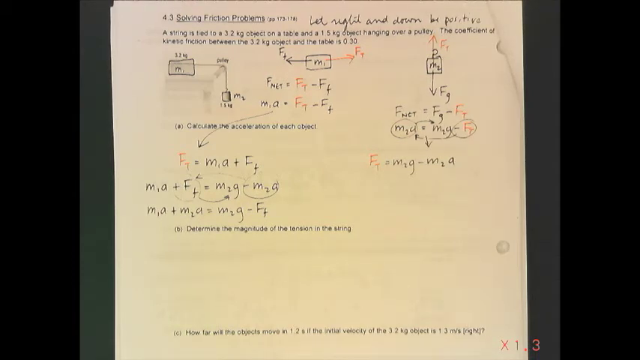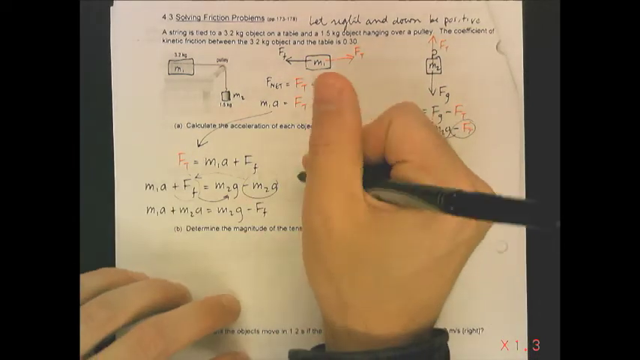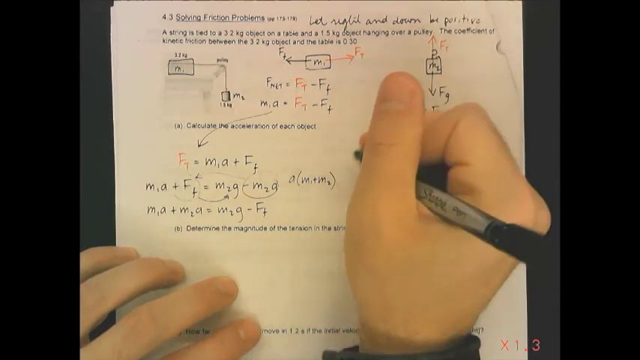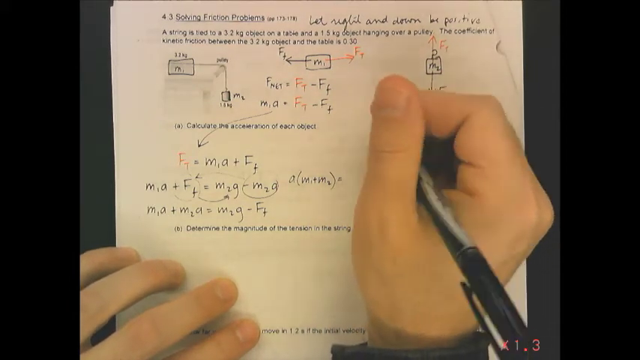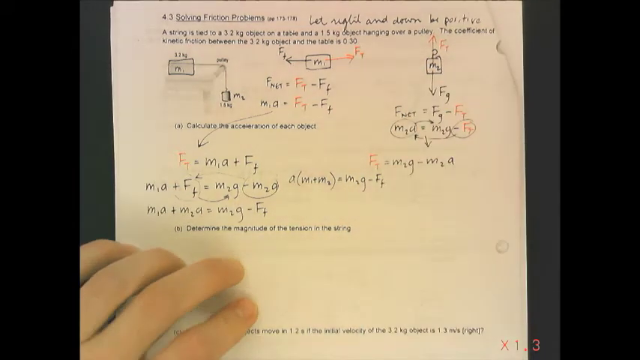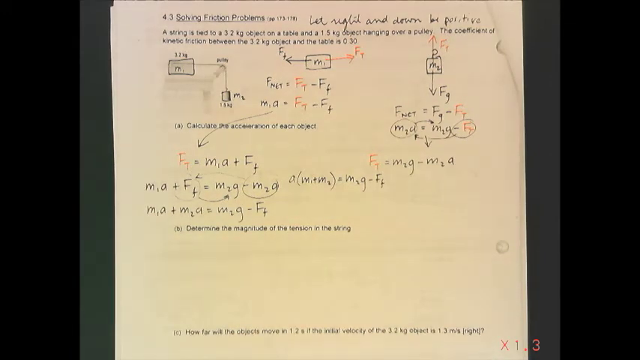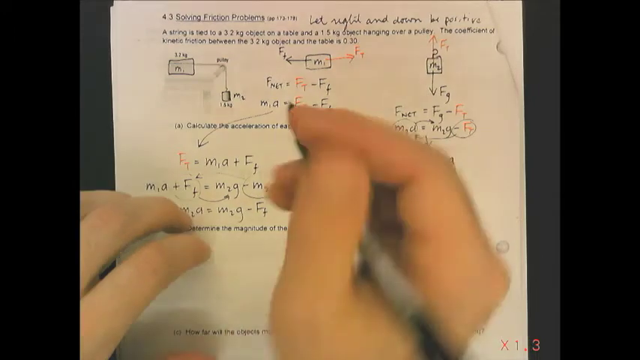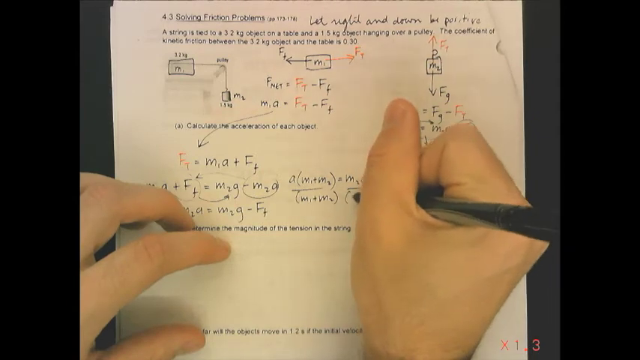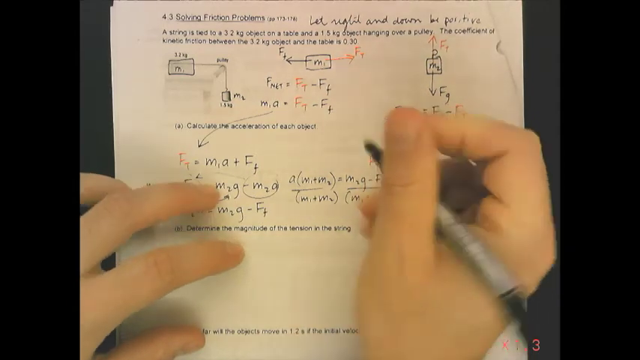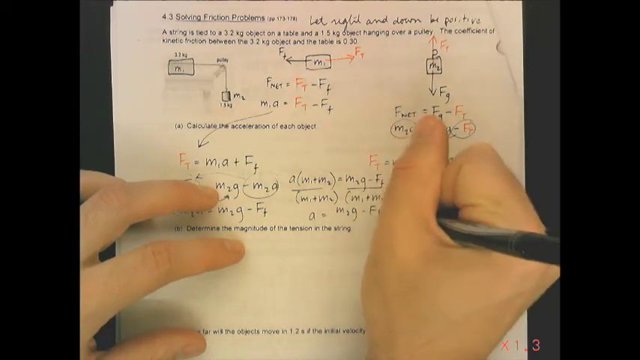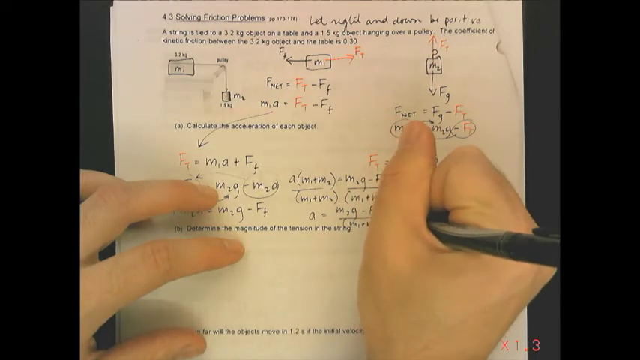Can anyone remember what the next step is? Factor out an A, so we have A times M1 plus M2 is equal to M2G minus force of friction. So we're going to isolate A by dividing both sides by M1 plus M2. The acceleration is equal to M2G minus the force of friction over M1 plus M2.